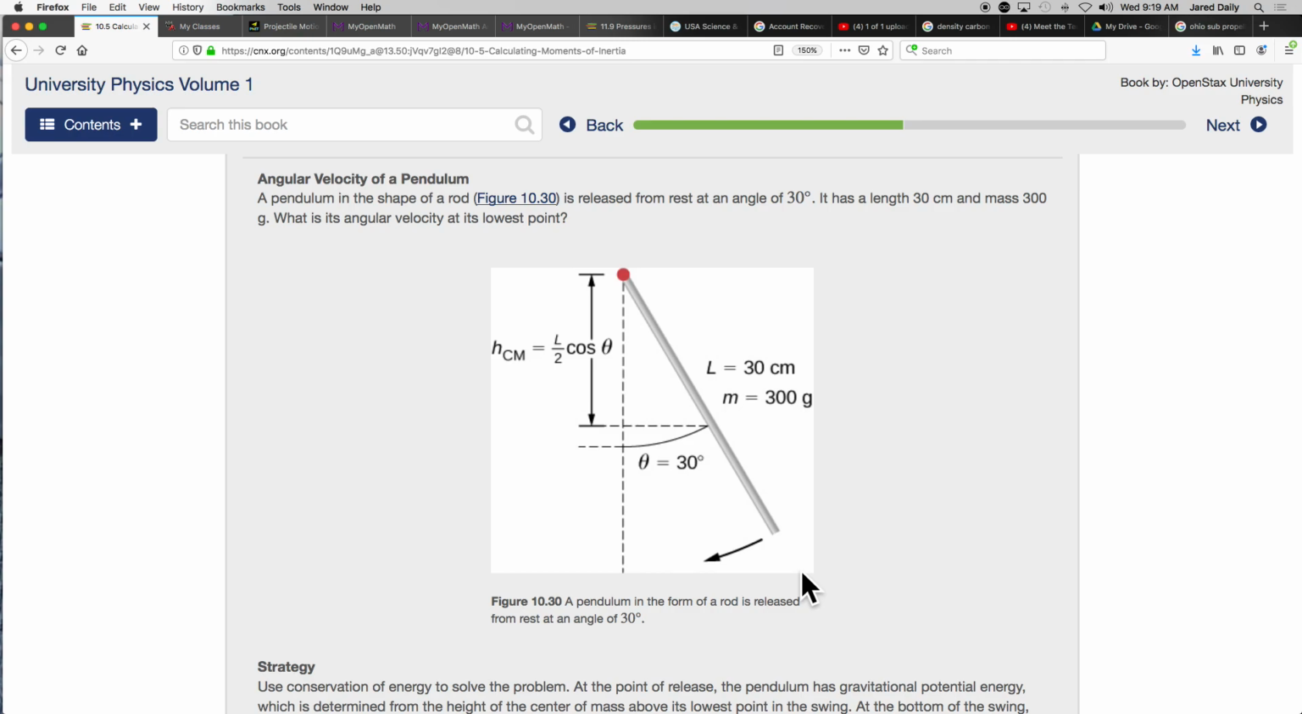So in this problem, we have a rod swinging back and forth like a pendulum, right? And they lift it up to a certain height at a certain angle, 30 degrees, and that means it goes up to a certain height here. And then they let it go and they want to know what is the speed going to be here at the bottom.